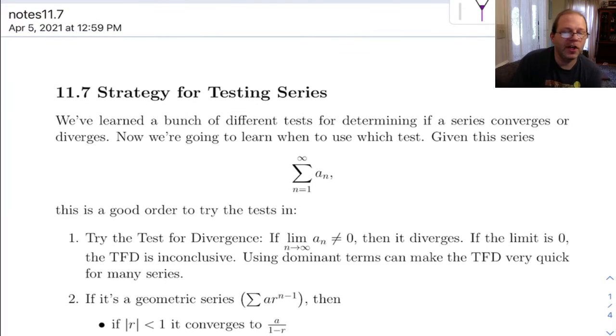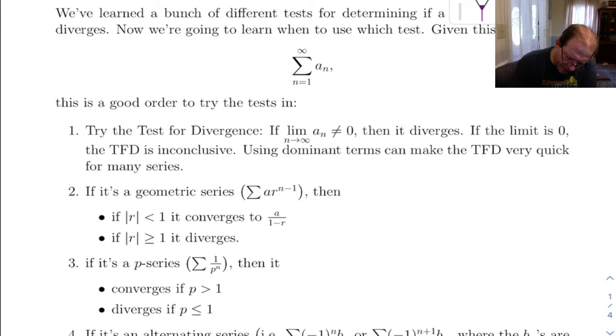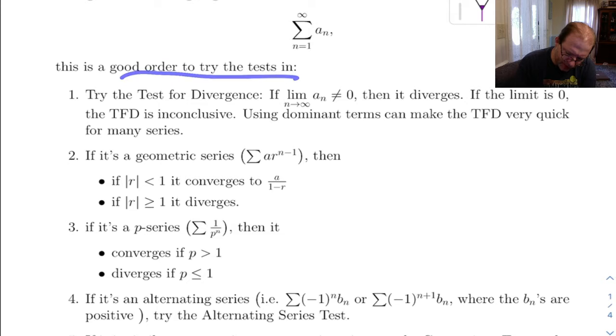All right, so far in Chapter 11, we've learned a bunch of different tests for determining if a series converges or diverges. And in 11.7, we're going to look at strategy for testing series. We've learned a bunch of different things here, and I've got this written out in order. I say this is a good order to try the tests in, but really a lot of the time you can kind of jump to the correct thing.